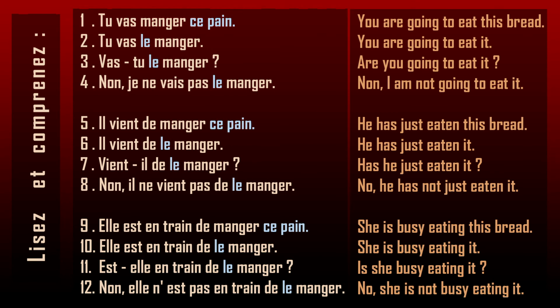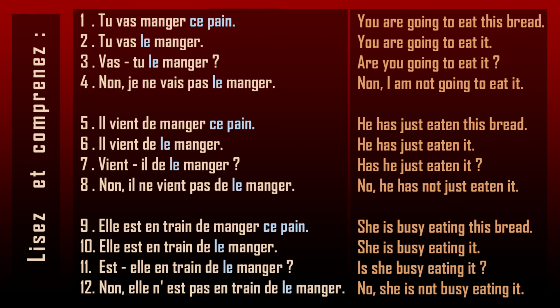Read sentence 9. Elle est en train de manger ce pain. She is eating this bread right now, or she is busy eating this bread. Fine. 10. Ce pain is replaced by le, and le is written before the main verb manger. Elle est en train de le manger. She is eating it right now. She is busy eating it.